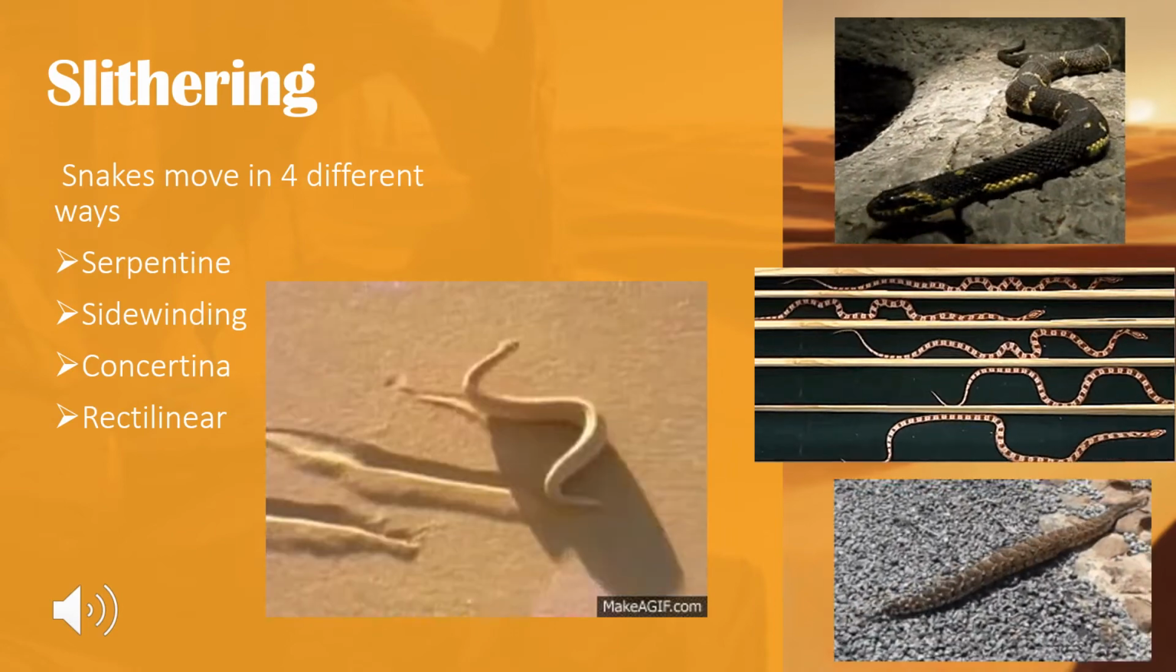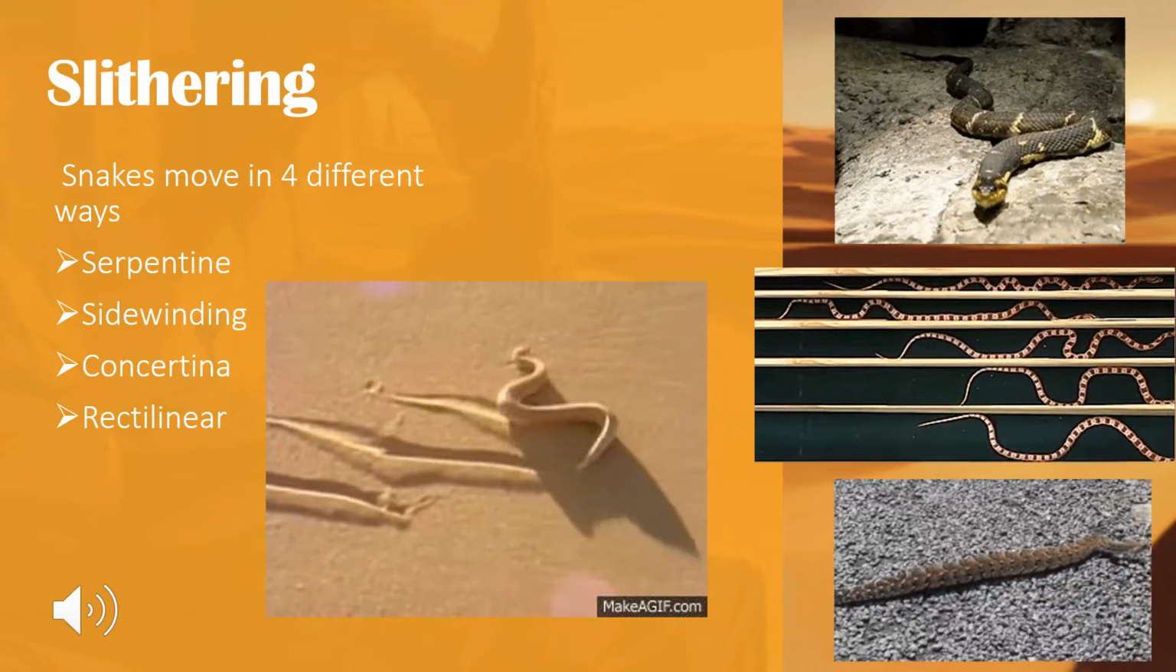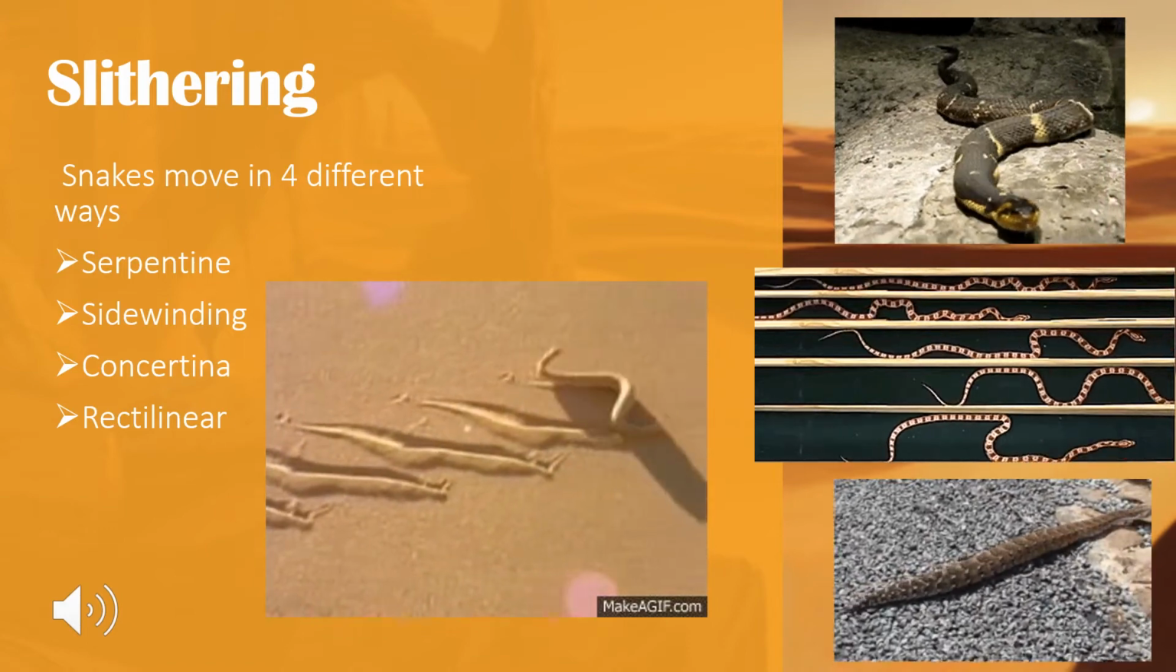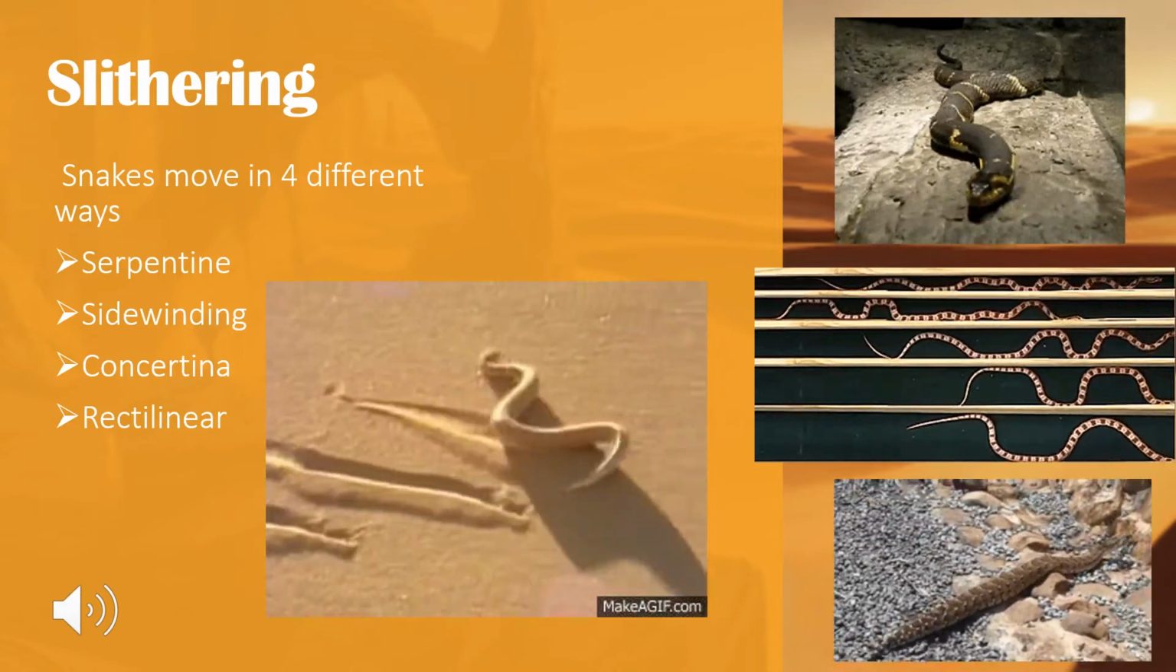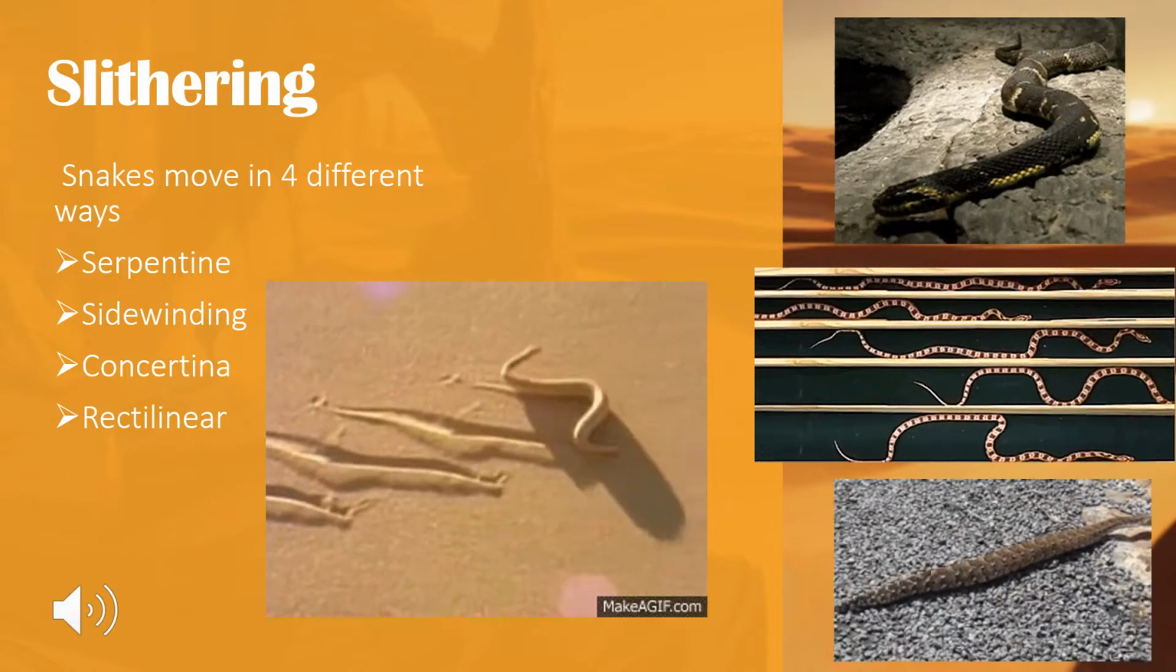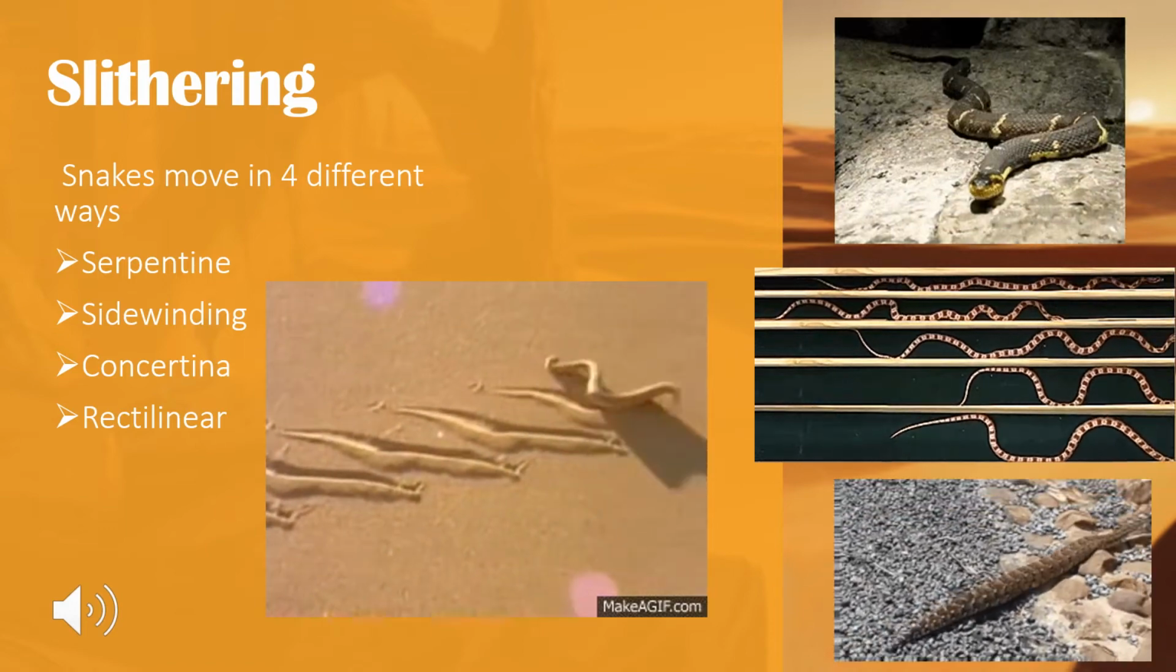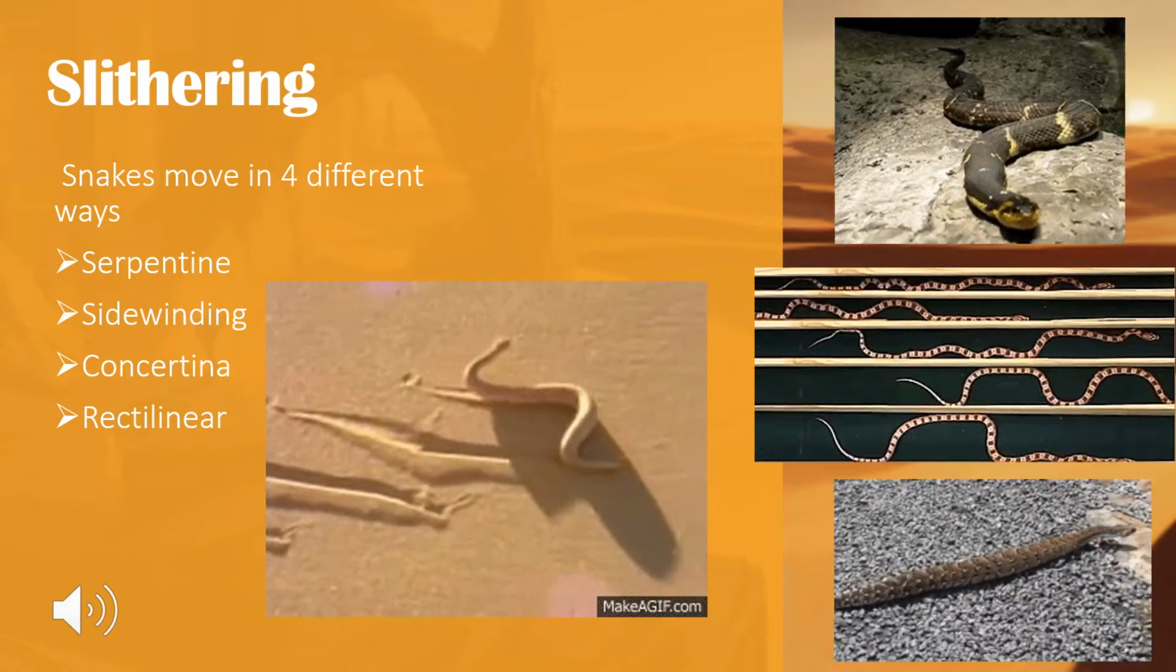This is shown by the desert snake, and it is the most common use for movement on slippery or sandy surfaces, which is why you will see it in a lot of Sahara snakes that live there.